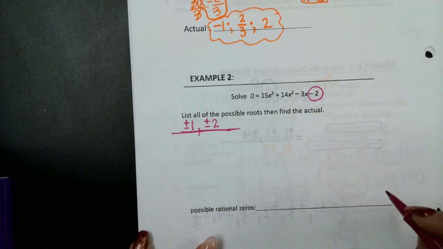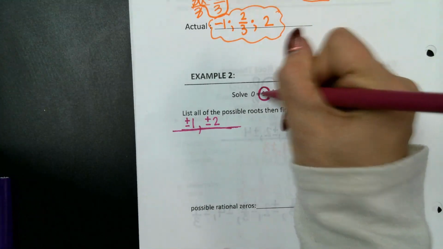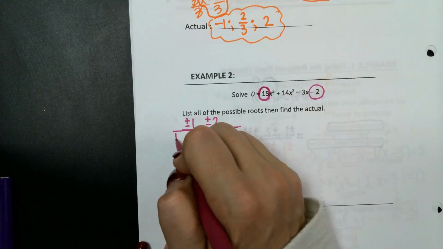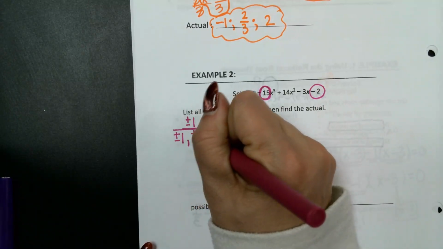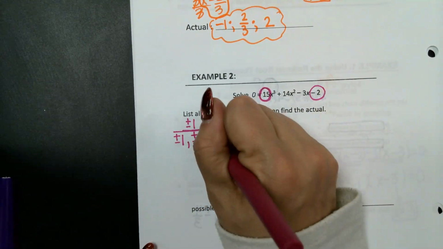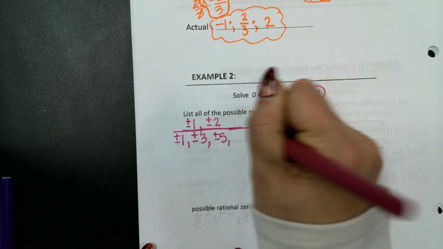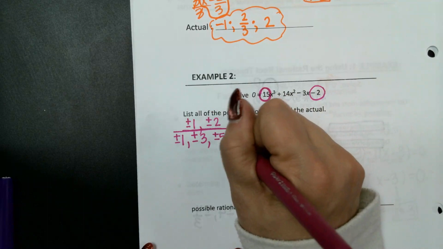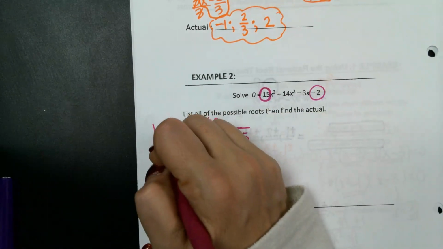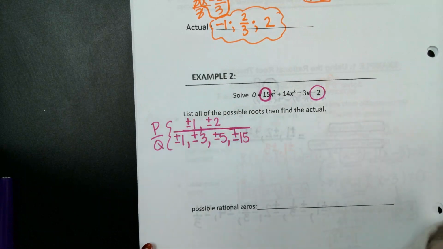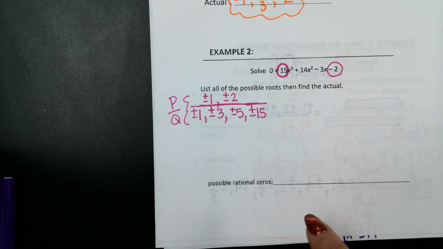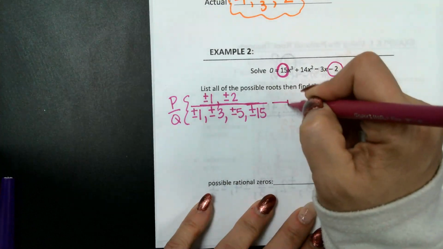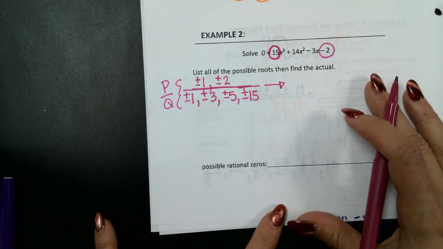Now on the bottom, we put the possible factors of 15. Now there's more for 15. We've got positive and negative 1. What else? Positive and negative 3. Keep going. Positive, negative 5, and then what's the last one? 15. So this was P divided by Q right here. So these are the factors of the constant divided by the factors of the leading coefficient.